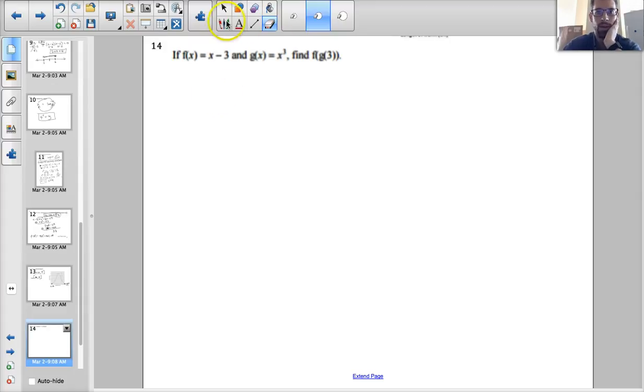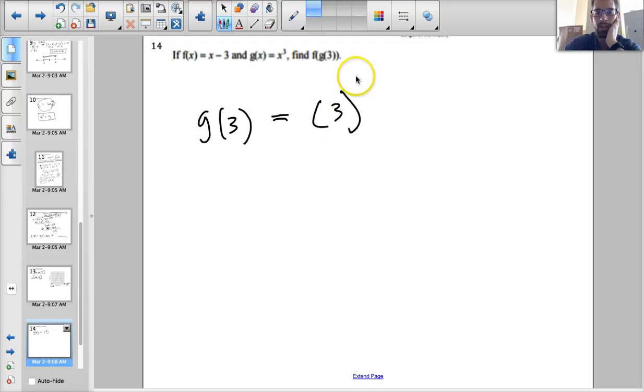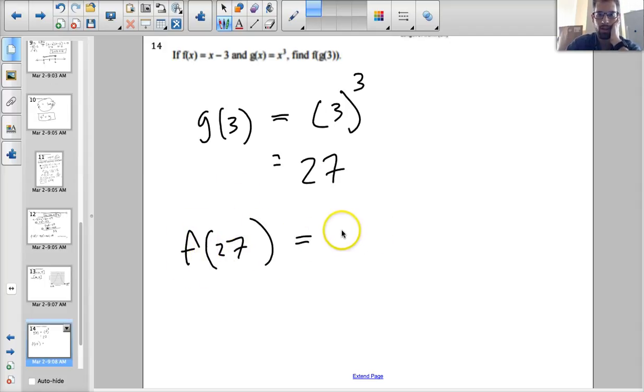All right, it's asking me to find f of g of 3, so I have to do g of 3 first. So g of x equals x to the third power. So 3 to the third power is 27. 3 times 3 times 3. So then I need to do f of 27, which is going to be 27 minus 3, which will equal 24.